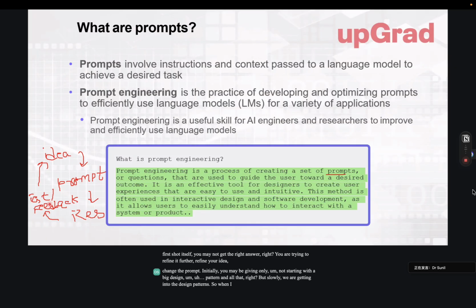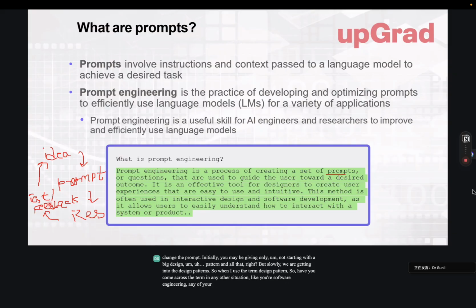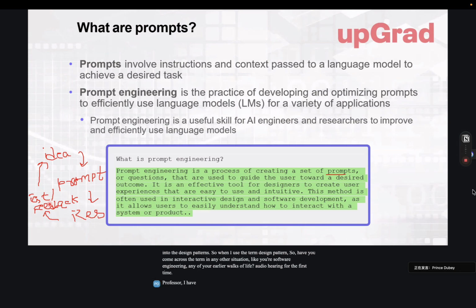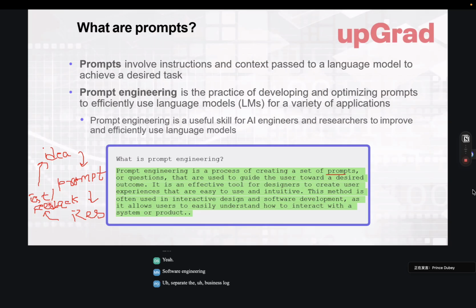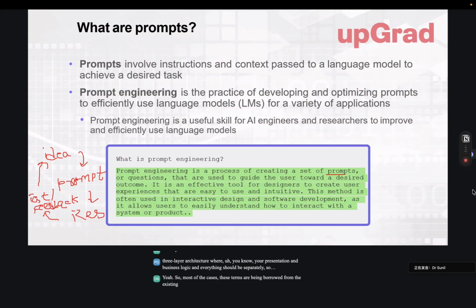So when I use the term design pattern, have you come across that term in any other situation, like your software engineering, any of your earlier walks of life, or are you hearing it for the first time? Software engineering, Professor, I have heard about it. Basically, we follow design patterns to separate the business logic, like the three-layer architecture, where your presentation and business logic should be separate. Yes, so in most cases, these terms are being borrowed from existing terms, but they are trying to define them again for this kind of Gen AI world, right?